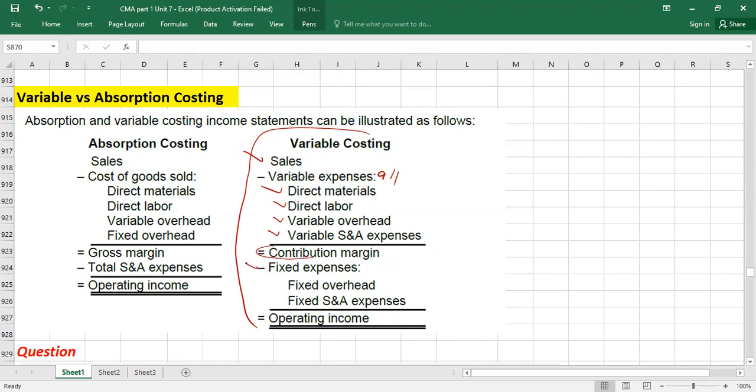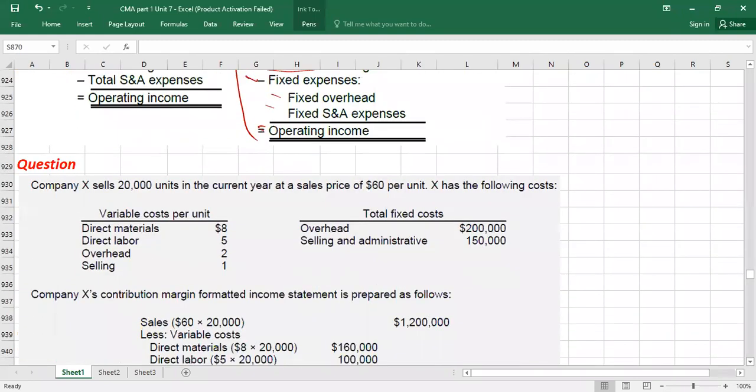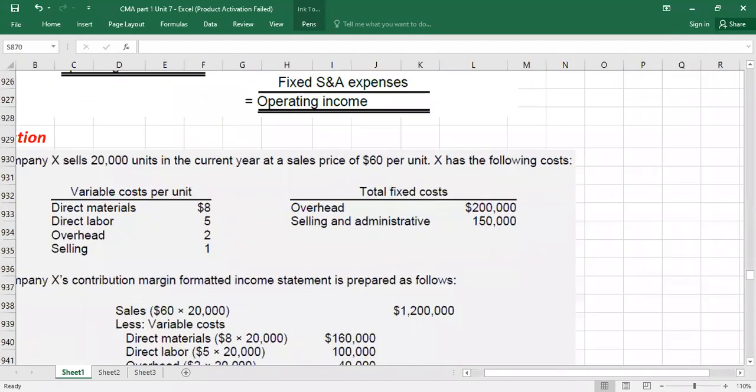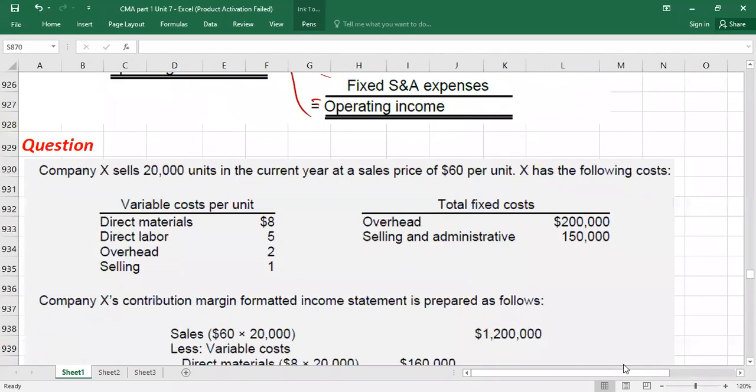Then you will deduct all fixed costs, either in production or non-production. This will give you operating income. Now there are some points which I have to tell you, and then we will go through a couple of examples and questions to see how it works. Let's start with a small example.